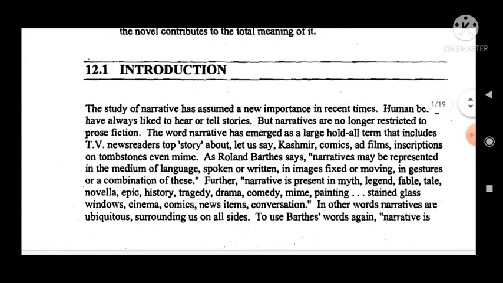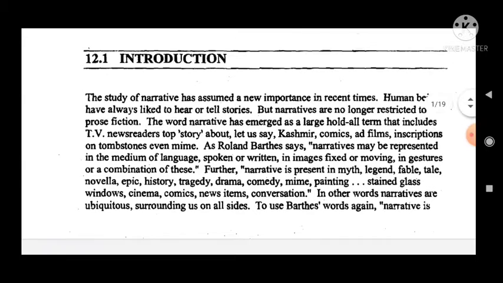The study of the narrative has assumed a new importance in recent times. Human beings have always liked to hear or tell stories, but narratives are no longer restricted to prose fiction. The word narrative has emerged as a large hold-all term that includes TV news readers' tough story about, let us say, Kashmir, comics and films, inscriptions on tombstones, even mime.